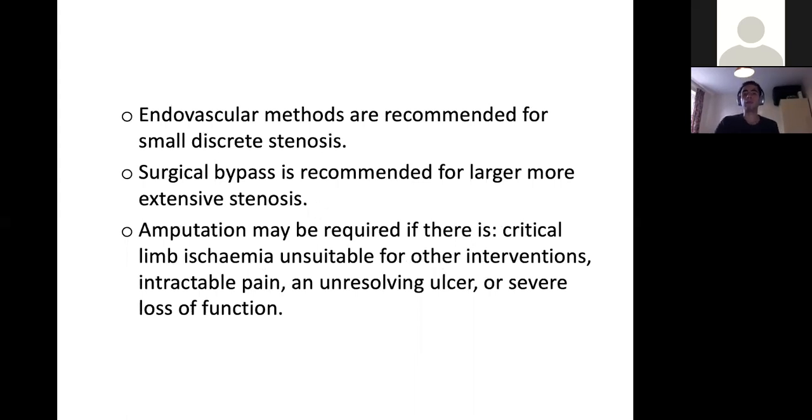So endovascular tends to be a small part of stenosis. Bypass is when you have a large, long thrombosis, and then you're thinking about bypass options. And the last preferable choice becomes amputation if all these fail.